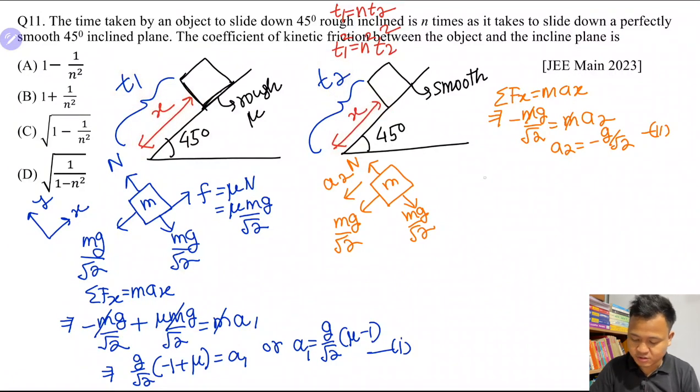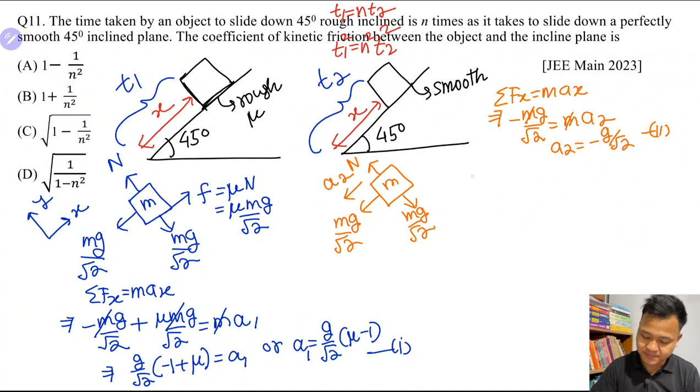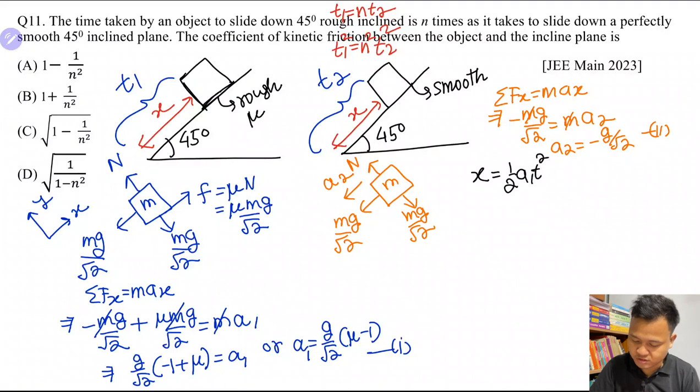Kinematic equation: x equals ut plus half at square. If both of them are starting from rest, the ut term becomes 0. So x should be equal to half at square. For the rough surface, x equals half into a1 into t square. Half into a1 is, so g by root 2 into mu minus 1 into t1 square.